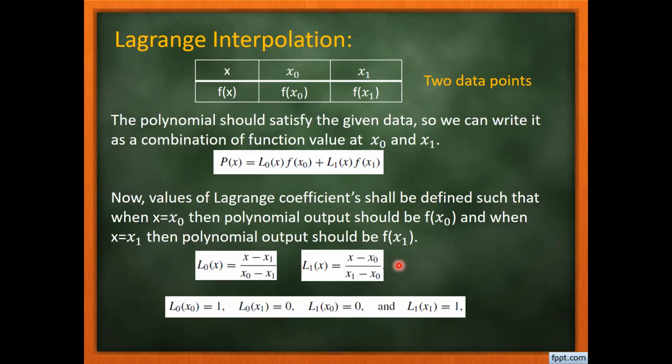Now, the result that we have already discussed is shown here: L0 will be 1 at x0 and L1 at x0 will be 0. And similarly, L0 at x1 is 0 and L1 at x1 is equal to 1.